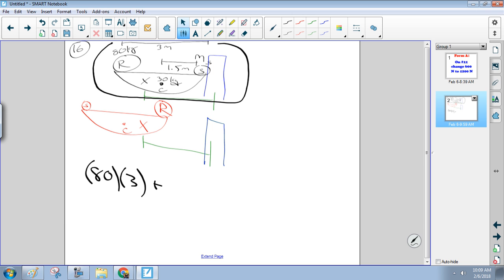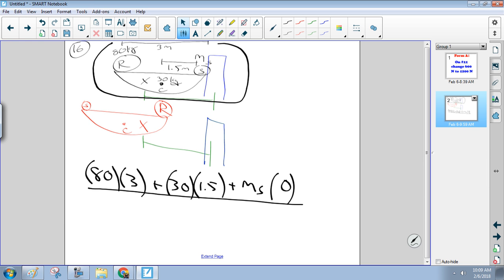Plus the mass of the canoe, which is 30, times the position of the canoe, which is 1.5, plus the mass of Sally times her position, which is 0, right? Because she's at the end of the canoe, down by the post. All divided by the total mass, which is 80 plus 30 plus the mass of Sally. So that's before they switch positions.